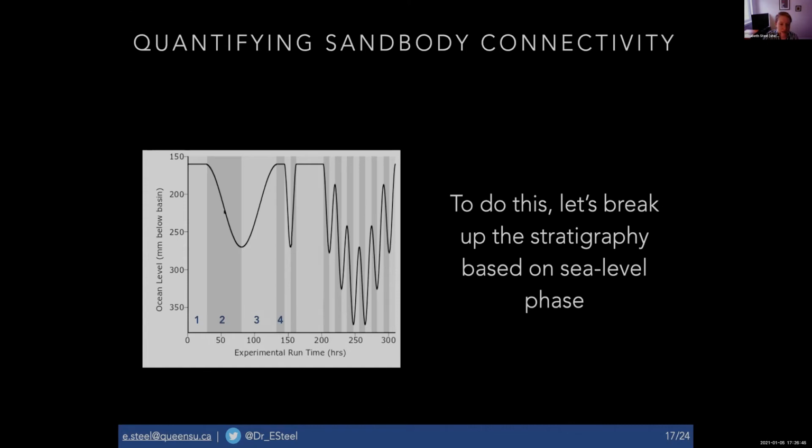So this is the sea level that the experimental delta was exposed to. We have basically a first phase of constant sea level. We then have a slow fall and a slow rise, a little bit again of constant, and then a rapid fall and rise. And then they basically did these superimposed cycles onto a fall and rise. We're just going to focus on these first parts, partly because these shorter cycles don't generate a lot of stratigraphy, and it just gets pretty complicated. So we're just going to focus on some of these earlier sea level phases.